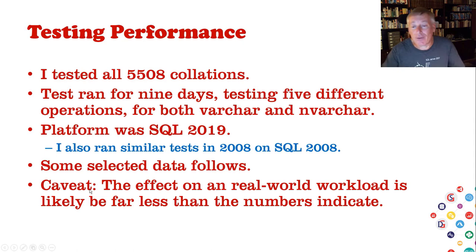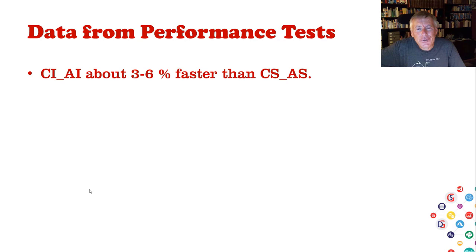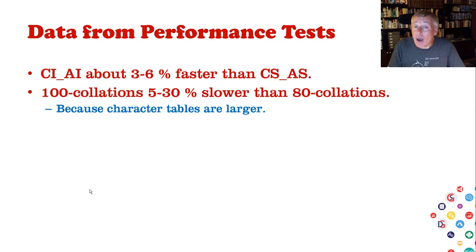And I'd like to point out, first of all, the effect in a real-world workload is likely to be far less than what the numbers indicate. So be very careful, don't rush away. And still you will see that the effect is not that extreme. First of all, you may think that case-sensitive should be faster than case-insensitive. I thought so too, but it turns out it is the other way around, if only with a narrow margin. Now, the version 100 collations, I found that, depending on the operation, they could be up to 30% slower than the version 80 collations.